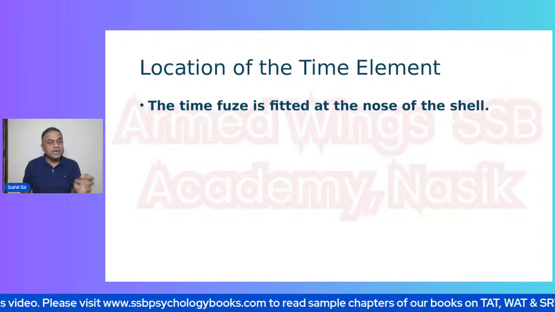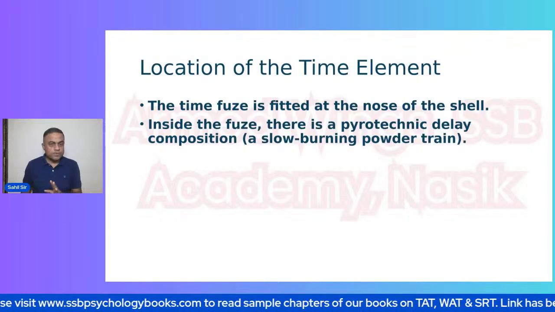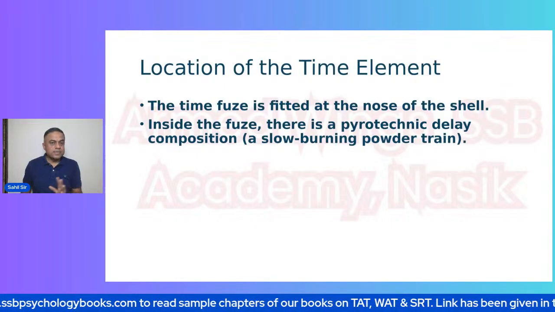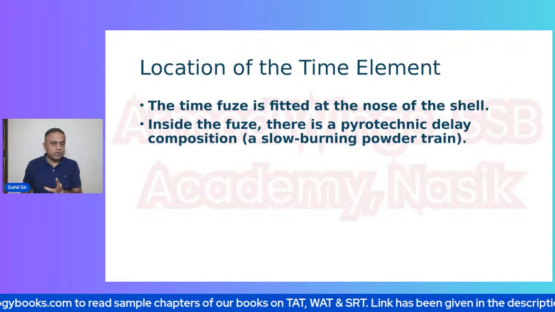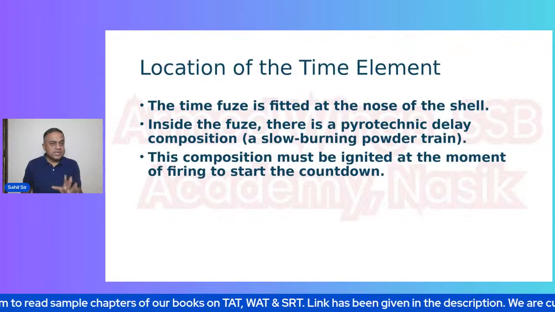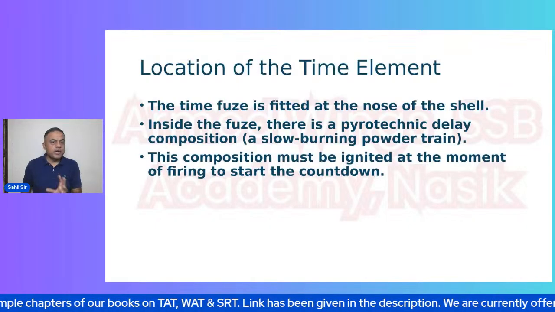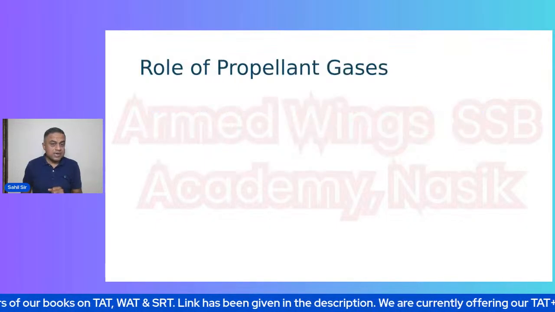Location of the time element. The time fuse is fitted at the nose of the shell. Inside the fuse, there is a pyrotechnic delay composition, a slow burning powder train. This composition must be ignited at the moment of firing to start the countdown.